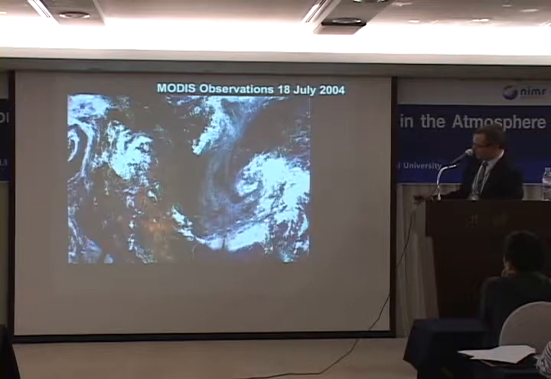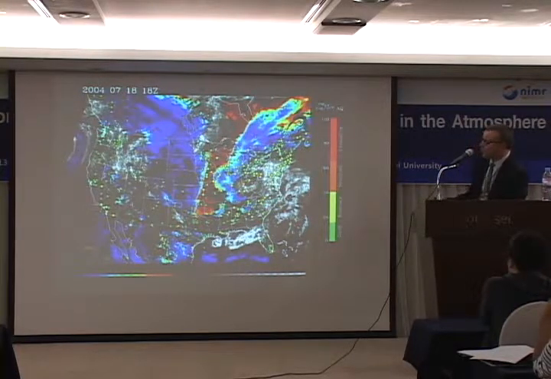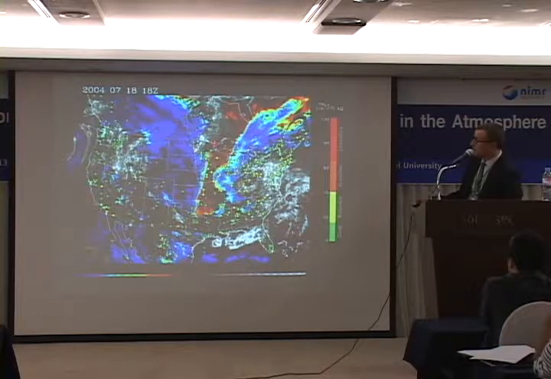And so taking an image like this, you can do some retrievals of that and turn it into a measure of what the optical depth is. This tells us how much particulate matter is in the total column as we look down towards the Earth. And there's been a lot of work trying to relate these total column measurements of aerosol to what's going on at the surface.